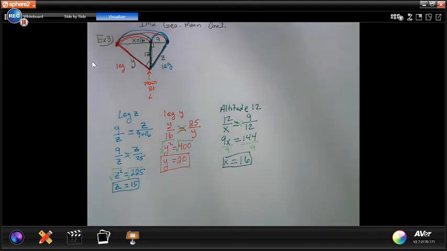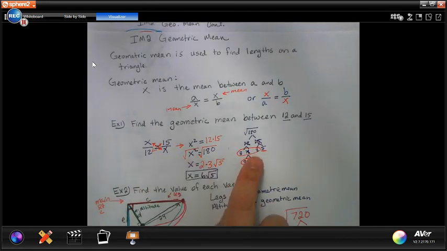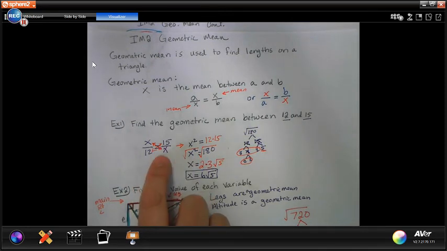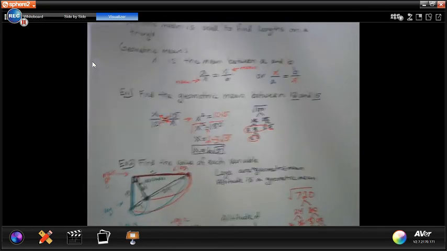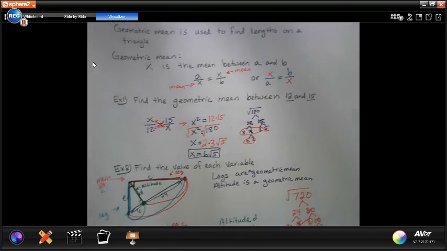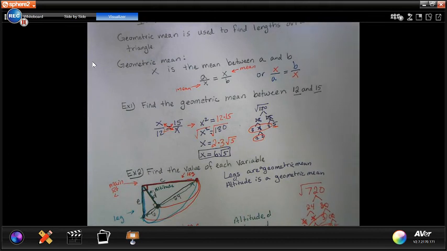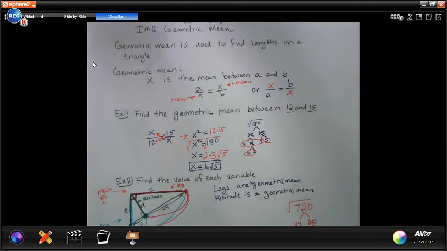Okay, so you're going to have some problems where you just have to set it up, where they just give you two numbers and you set it up like this with x in two spots and the other two numbers. But you are going to have some where you have to do the hops. So it will help you if you draw it on a piece of paper and do your hops rather than try to figure out what the hops are without paper. Okay, so that is geometric mean.